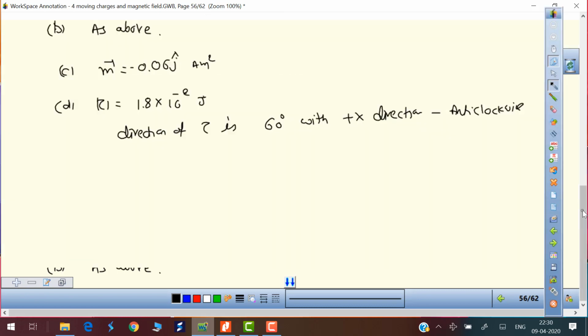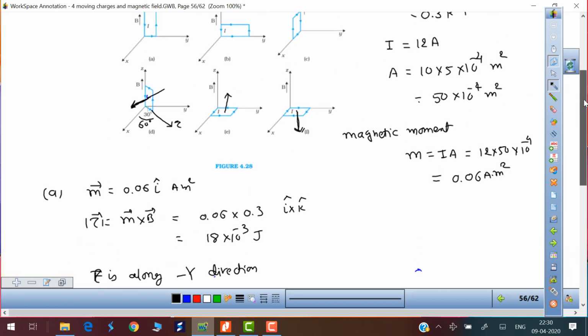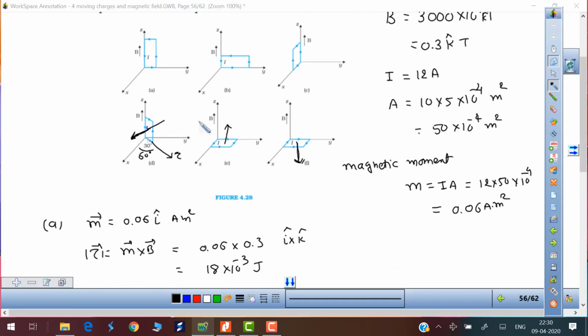Okay, see, in all these cases it is a closed loop, so the resultant force is 0 in all the 6 cases. In the first, second, third and fourth, torque is acting with the same magnitude but the direction differs. In E and F, torque is 0, and force is also 0. Here torque is 0, so it is stable equilibrium. Here torque is 0 but the angle is 180 degrees, so it is unstable equilibrium.